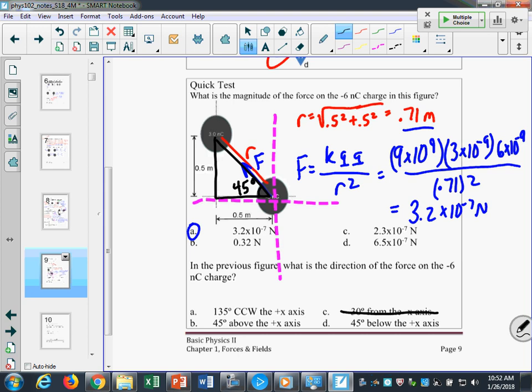I know it can't be 30 because that's no variance of 45. But is it 45 above the positive x-axis? Well, it's 45, but not above the positive x-axis, so that's wrong. It's also not below the positive x-axis, because then it'd be in the 4th quadrant. So how can it be that answer? Well, it's 135 degrees counterclockwise from the positive x-axis. The way I'd get that is 180 minus 45, that's equal to 135.